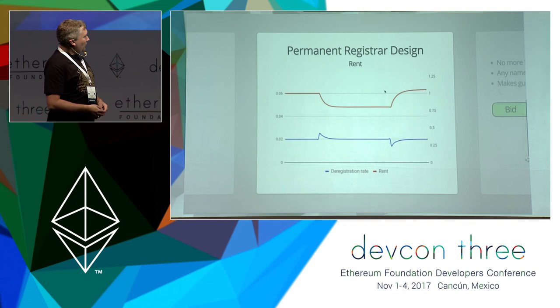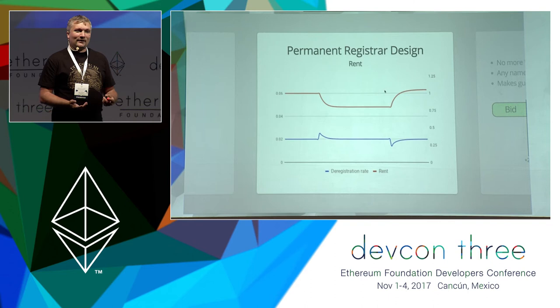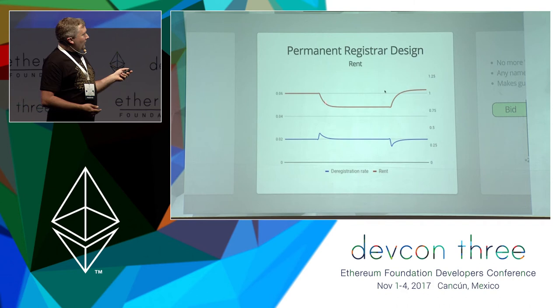The contract can monitor how many names are being deregistered, and then it can adjust the rent price to attempt to maintain a fixed rate. So in this example here, some external event, perhaps an increase in the price of Ether, results in a spike in the deregistration rate, and the registrar responds by decreasing the rent until it reaches a stable level again. And you can see here another event, perhaps increasing popularity in ENS, results in a decrease in the deregistration rate, and the registrar responds by again increasing the price until it's stable.